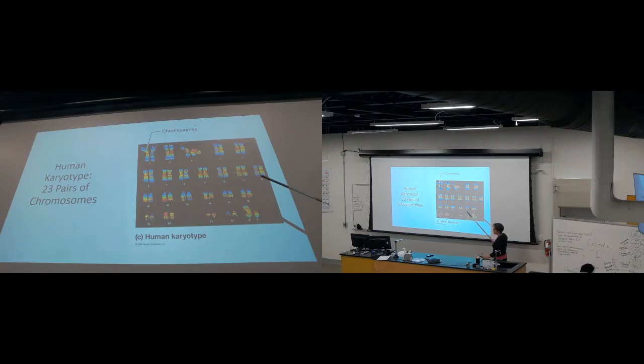They can be extracted from the nucleus. They can be stained. You can take a photograph, and then you can pair them. The longest is going to be the first pair. The shortest is going to be the 22nd pair. And then this individual has an X and a Y. The absence of a Y is what determines gender.